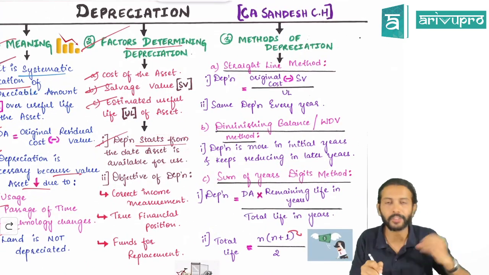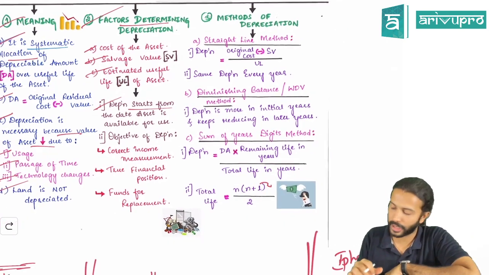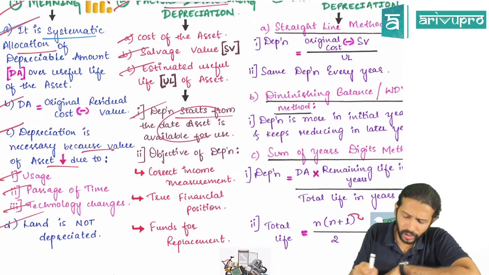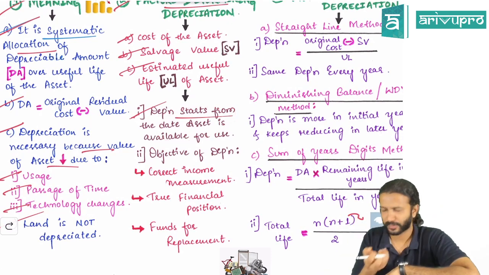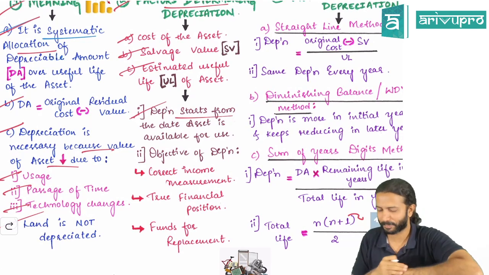Depreciation should start from the date the asset is available for use. Manageable, I think now. Yes. I'm giving you a little detailed explanation because the same thing you'll learn in your CA Inter also. That's the reason I'm giving you a little extra, so that you'll remember.